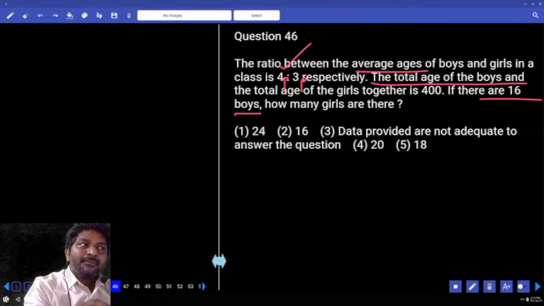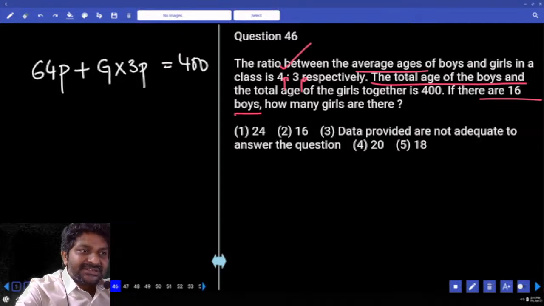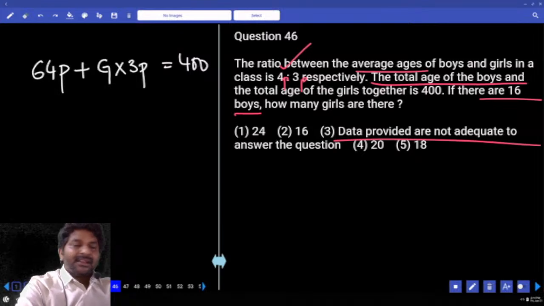Then sum of boys' age is equal to 64 parts only. And you don't know how many girls are there. Let's assume G number of girls are there. And what is their average? 3 parts. And this gives you total age of boys and girls, which is equal to. Is there any other information apart from this? Now we have one equation, but how many variables are there? Using one equation, can we solve and get 2 variables values? So answer, data inadequate, third option.